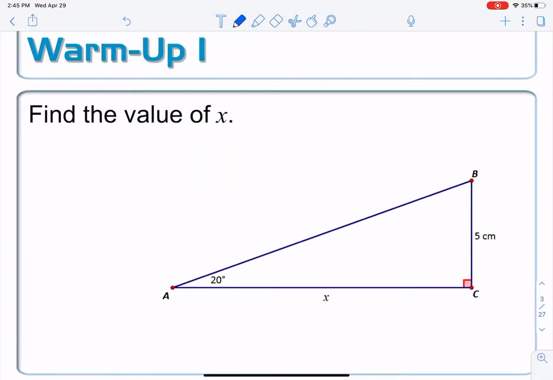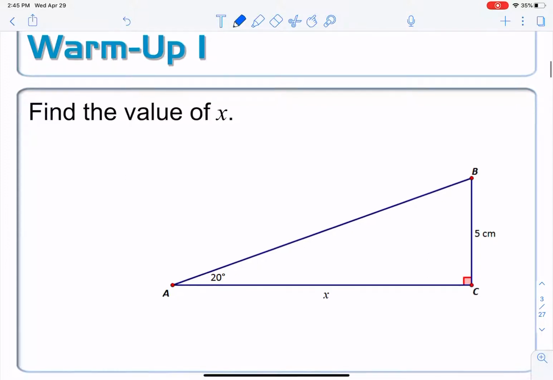All right, let's see. I've got x down here for one of the legs, 5 over here for the other leg, and 20 degrees. It's definitely not special. It would need to be either a 45 or a 30 or a 60. It's not special, so that doesn't help. And I can't use the Pythagorean theorem because I don't have the hypotenuse. So as it sets, it looks like we don't have enough information.